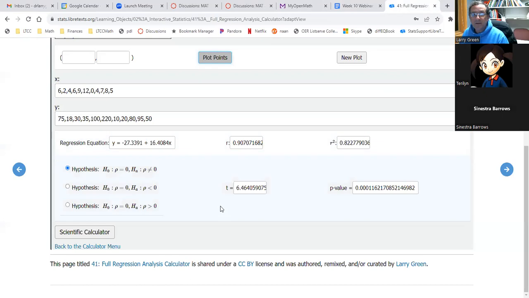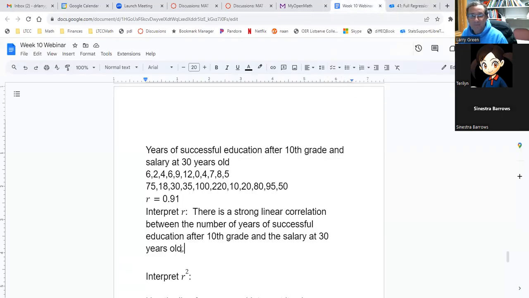Okay, R squared is about 0.82. So now we could use that template and we could say that there's a large variation in salaries at 30 years old.